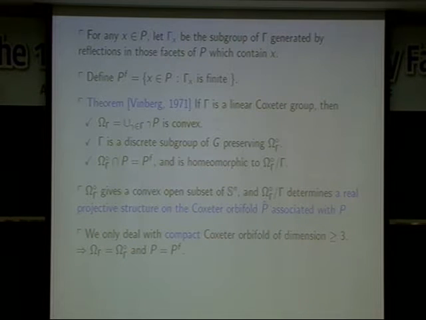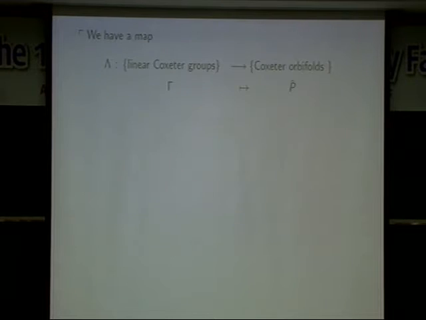In our case, we only deal with the compact case. So the original omega is equal to the interior of omega, and P is P_F because for all the elements of P, gamma_x is finite. So we only deal with this compact case. So we have a linear Coxeter group, and this gives some convex set omega quotient by the discrete group gamma. Then we get the Coxeter orbifold.